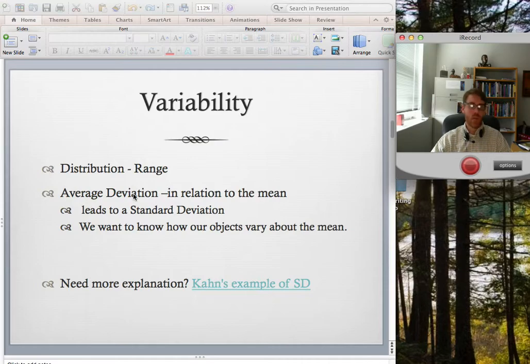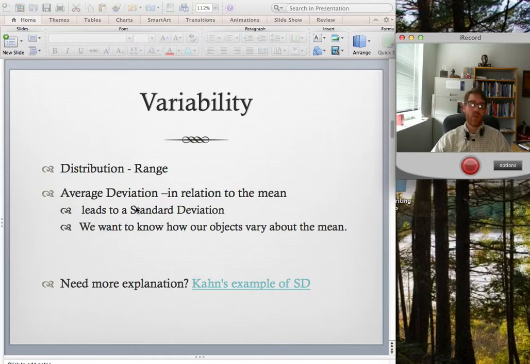We can use many other charts and diagrams to show frequencies, and so on. Another thing we look at is average deviation, meaning how each individual response deviates or is different from that mean or center number. So it's all in relation to the mean.